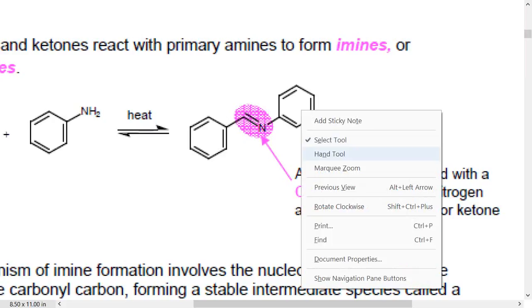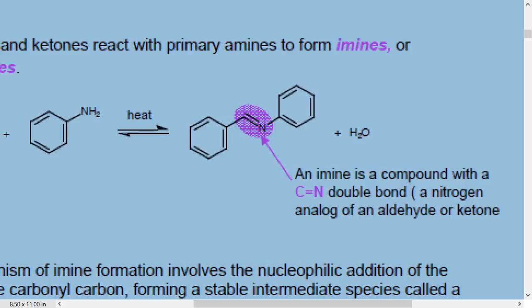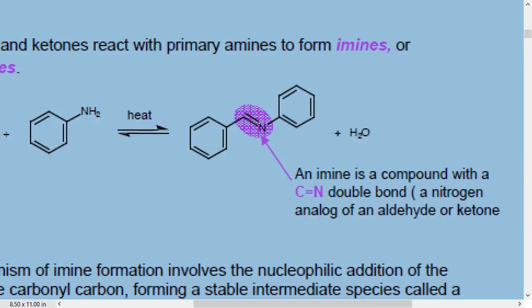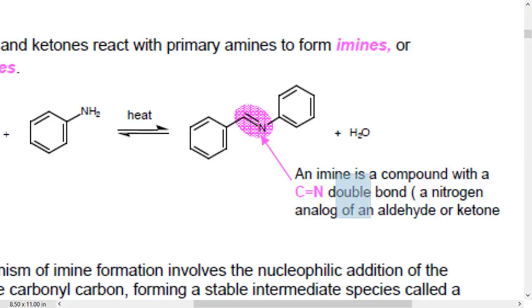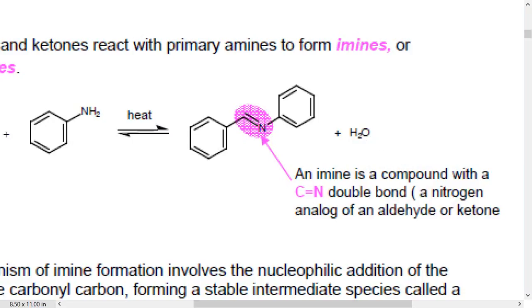Okay. What is this? This is nitrogen. Just trying to highlight. Okay. So what is this? An imine is a compound with a carbon nitrogen double bond.